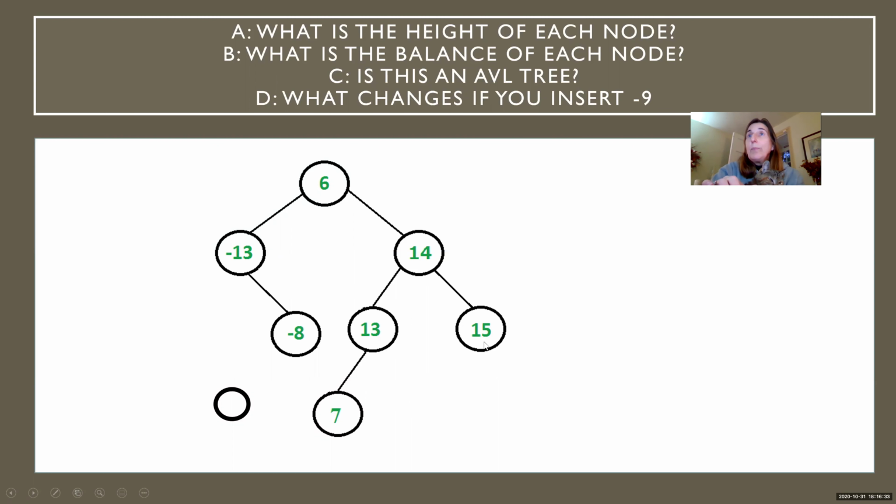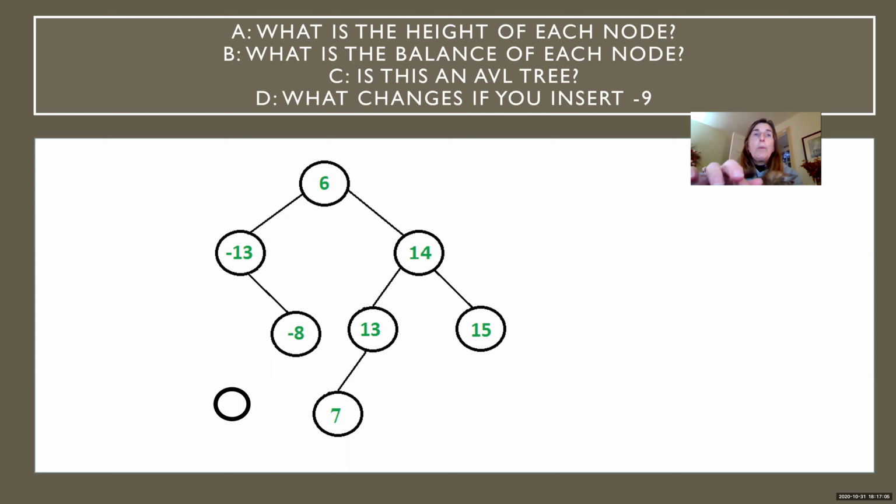Here, this has a balance of 0. This has a balance of positive 1 because this has a height of 2. This has a height of 1. The left minus the right will give us a balance of 1. Balance of 1. And then finally this one. Well, this has a height of 2. This has a height of 3. 2 minus 3 is negative 1. So the balance of 6 is negative 1.